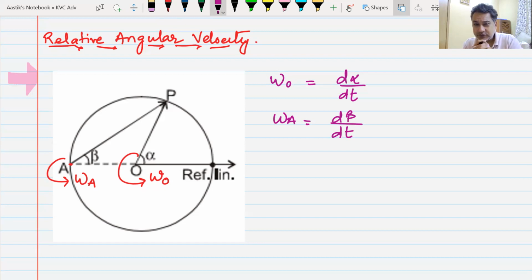What is the relation between alpha and beta? This is 7th, 8th standard maths. Wait. Triangles resolve this polygon. 180 minus alpha. Exterior angle.